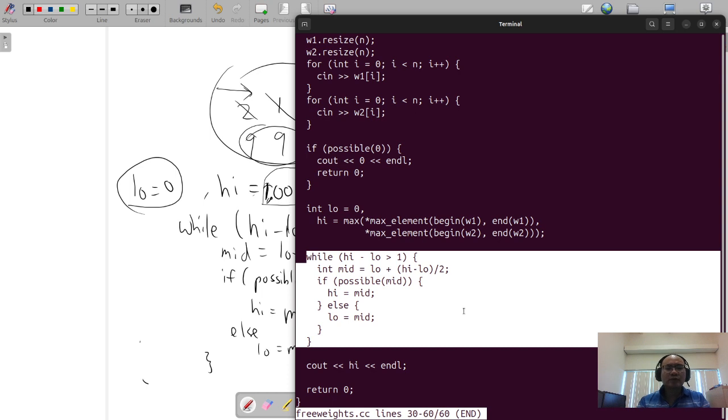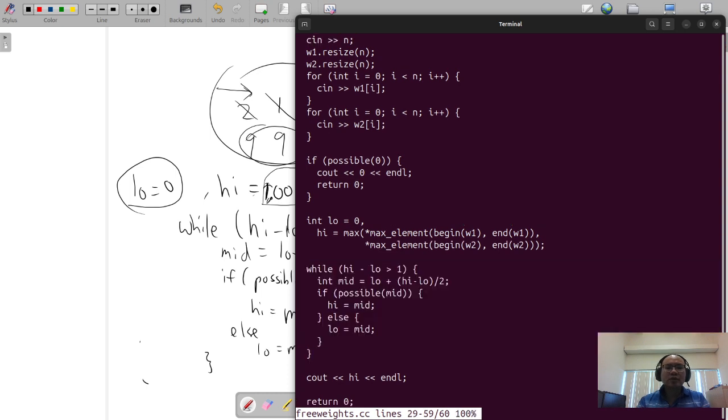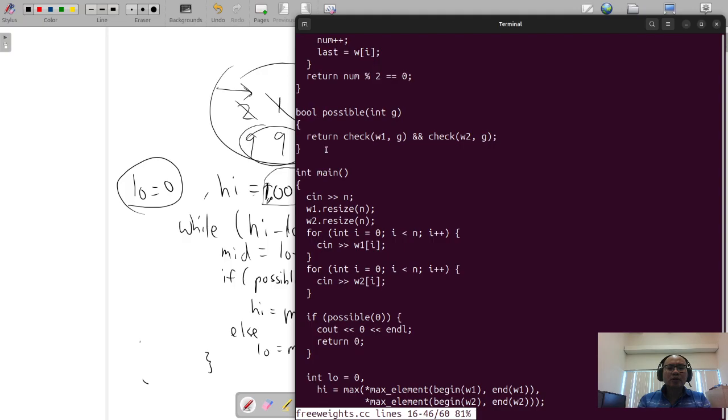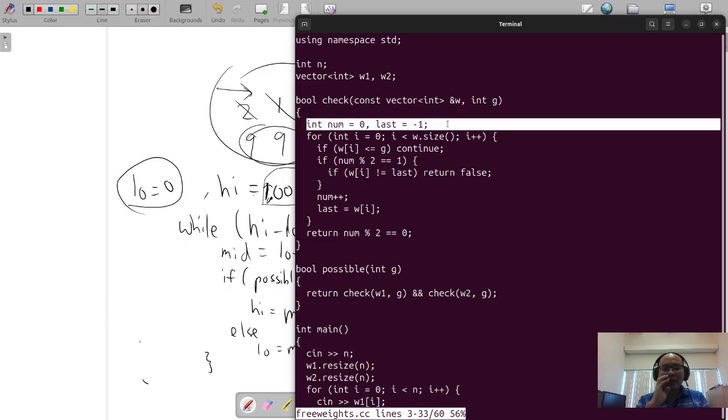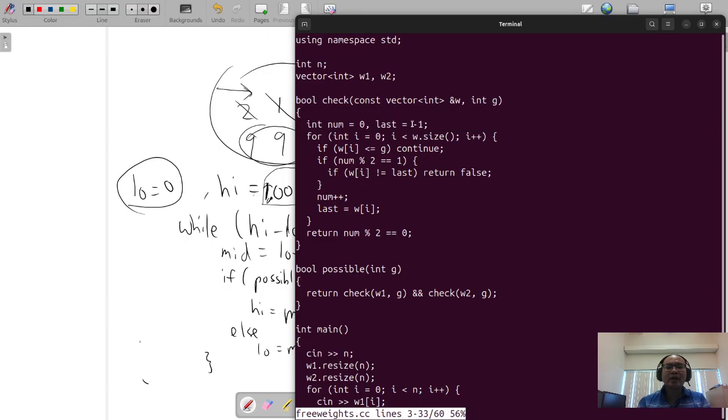So how do I check if something is possible? Well, I just check that both Rexes are correct. So how do I do that? Basically, I have a variable that remembers the last thing that I read, which at the beginning is -1, as I scan from left to right. If the weight is less than or equal to G, I ignore it because I can just pick them up and move them wherever.